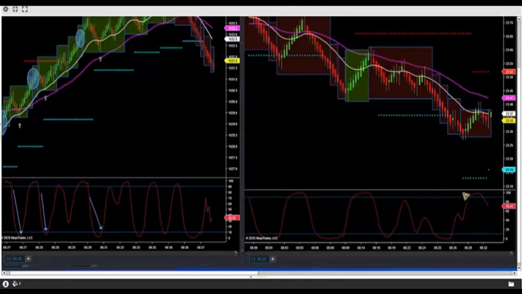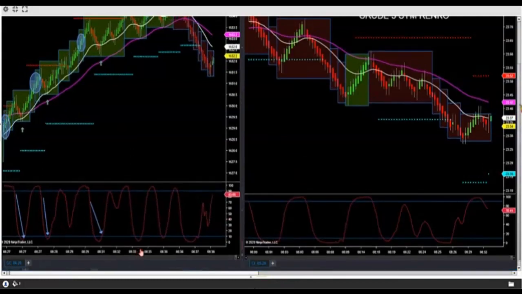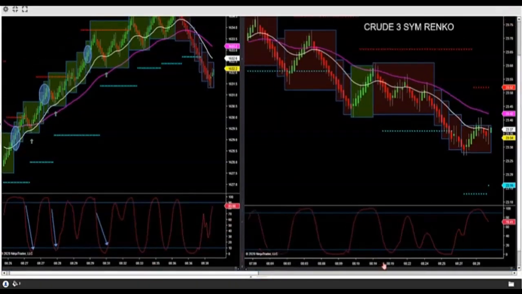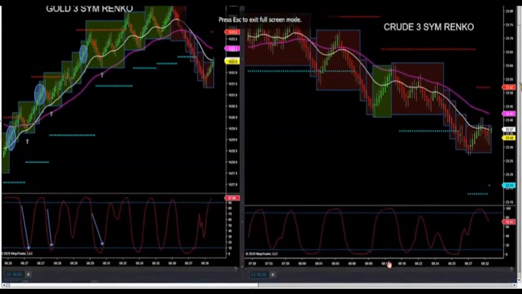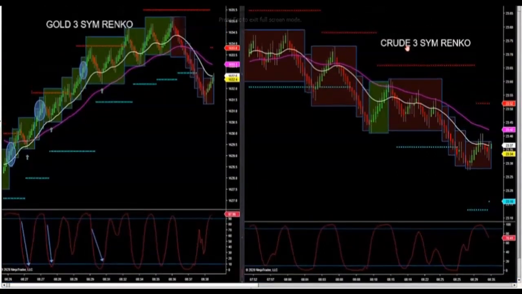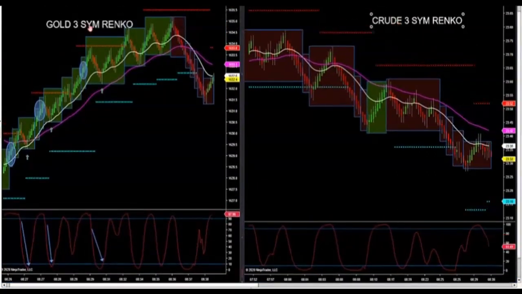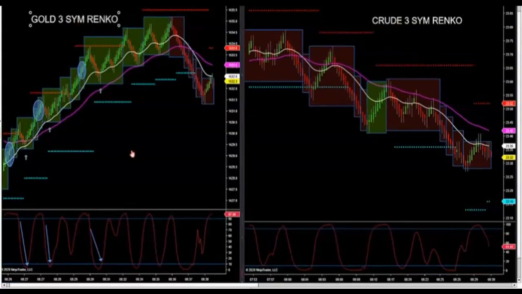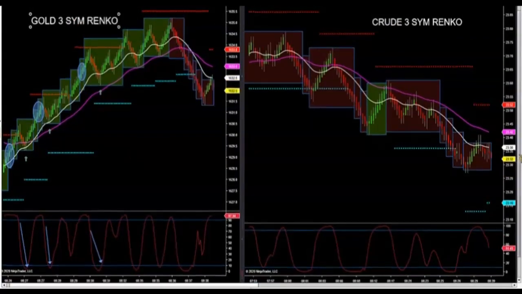Okay, let's go. All right, so I got gold live right now to the left, and I got crude live to the right. Now what we want to try to do is sell retracements or buy retracements with the overall trend direction.